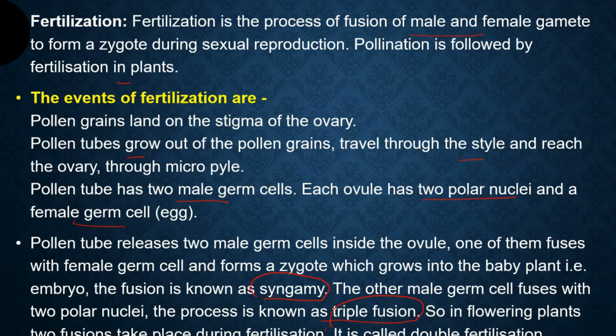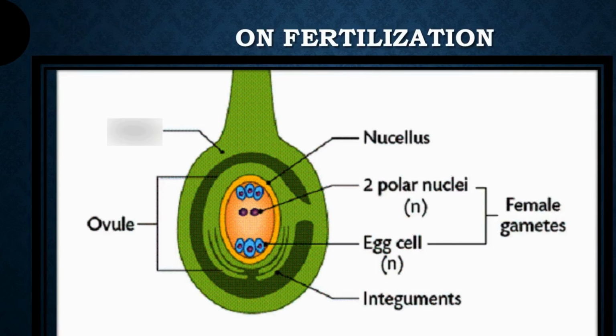So in flowering plants we have two types of fusion, and that's why it is called double fertilization. One is with the female gamete, the egg, to form the embryo, so this is one fertilization. Another is with the two polar nuclei, so this is another fertilization. Two fertilizations take place, that's why we call it double fertilization. So one male gamete will come and fuse with the two polar nuclei, and the other one will fuse with the egg cell and form the embryo.